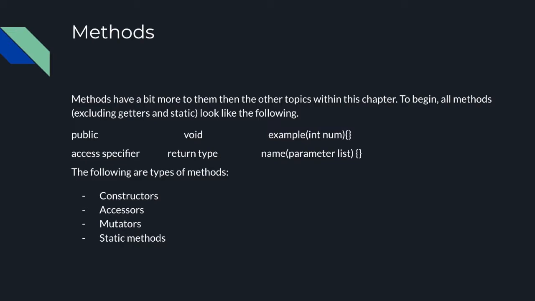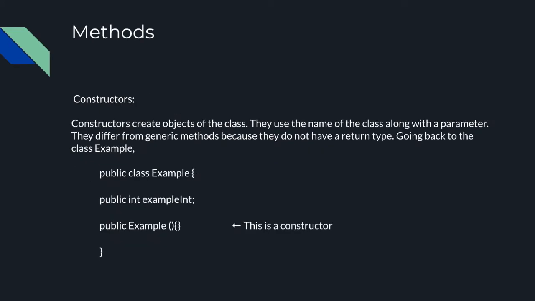The following are types of methods: accessors, mutators, constructors, and static methods. Constructors create objects within a class. They use the name of the class along with the parameter. So in our example, we have public example in the third line. That means it's an empty parameter, so an empty object. Unlike generic methods, they do not have a return type.